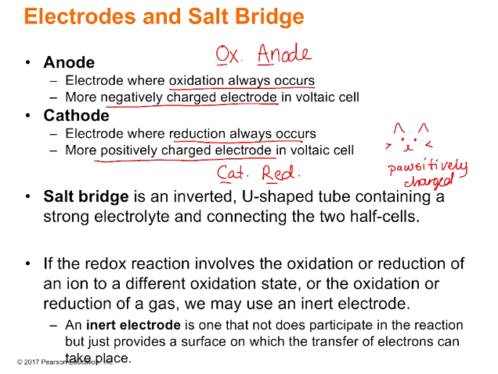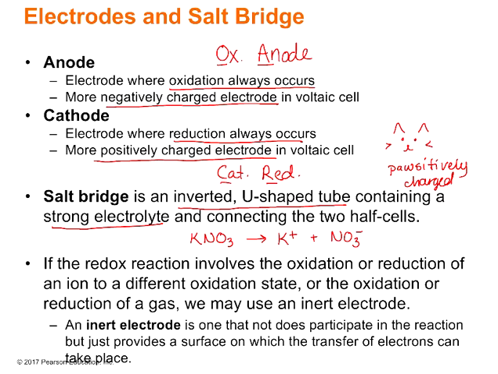All right, now we also saw that salt bridge. That's an inverted U-shaped tube that contains a strong electrolyte, and that's what connects the two half cells together. So remember, we were using potassium nitrate, and that was splitting up into potassium and nitrate ions. These ions were flowing to opposite sides. So the potassium ions were replacing the copper ions, and then the nitrate ions were joining up with the new zinc ions that were forming.